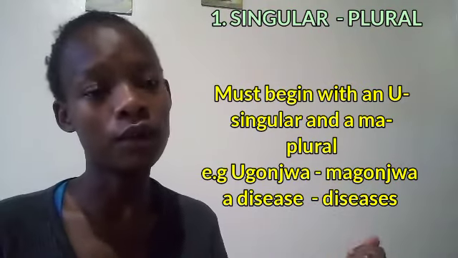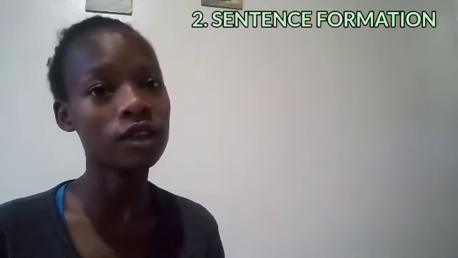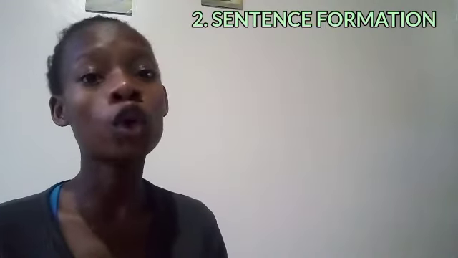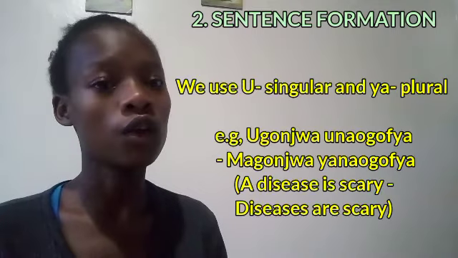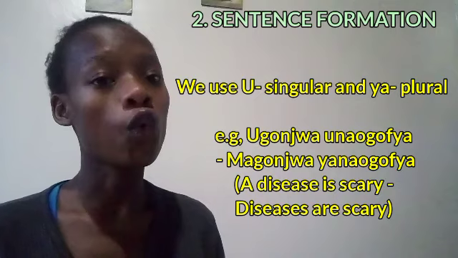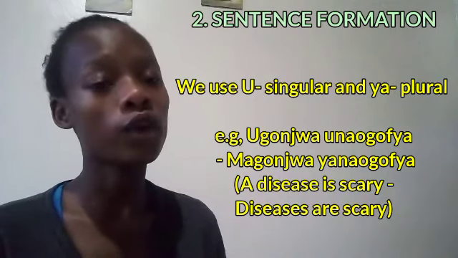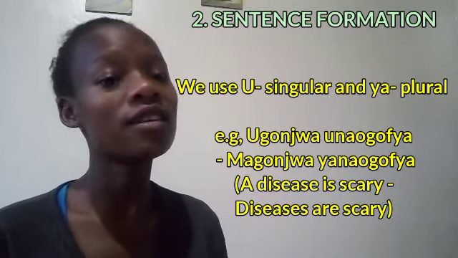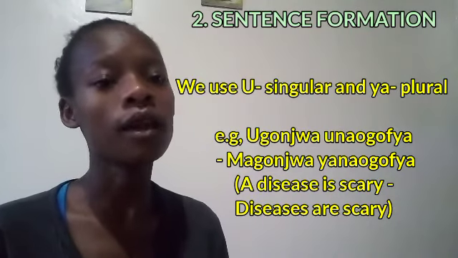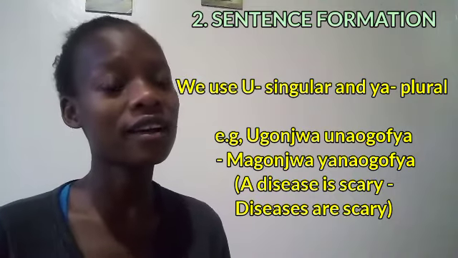So that's simple. Number 2, let's go to forming sentences. Let's form one sentence. Ugonjwa unaogofya. So you see, in singular we use u in a sentence for the sentence prefix. Ugonjwa unaogofya. A disease is scary. Magonjwa yanaogofya. Diseases are scary.